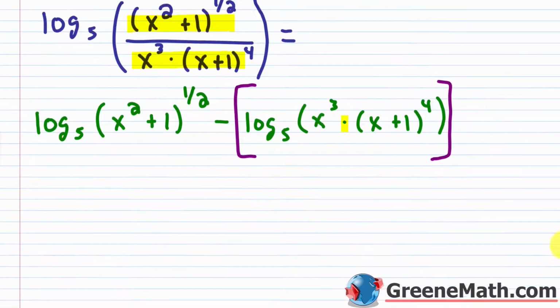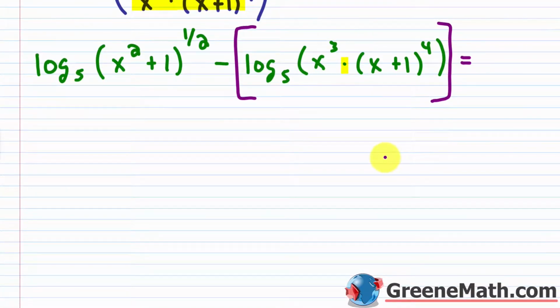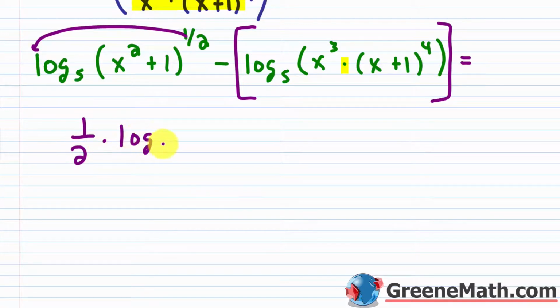So let's scroll down a little bit and let's put equals here. And what I want to do now is pull this out in front. So this comes down here. I'm going to have 1/2 times log base 5 of this x squared plus 1. So this part is done. I can't do anything else. Then you've got minus, and I'm still going to have my brackets here.